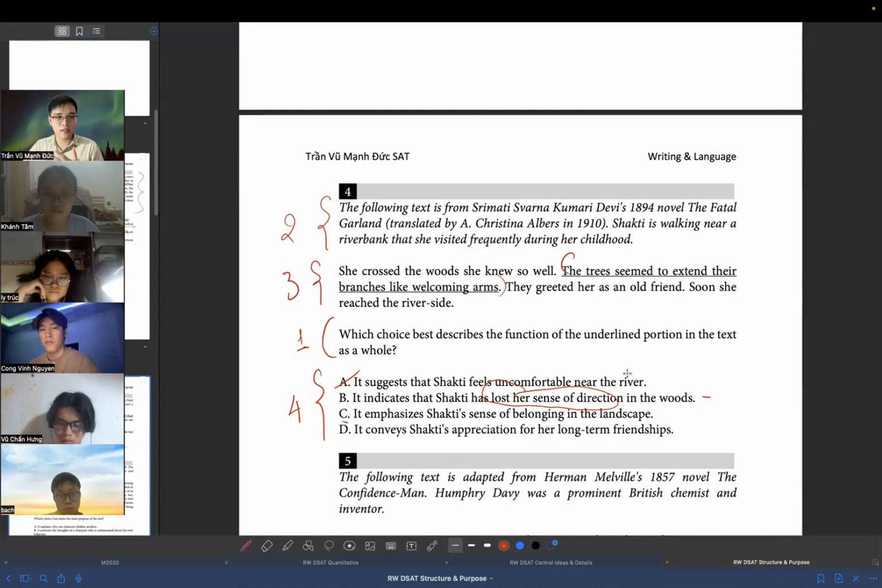But in a more complicated set of questions, try to find the specific phrase that contradicts the option you think is wrong. For example, Thumb did it in B. You can see that she says this one is wrong because of this phrase: she knew so well and she crossed the woods, meaning that she is not lost. She crossed over the woods. So lost her sense of direction is very wrong because of this phrase. Very good. How about D?